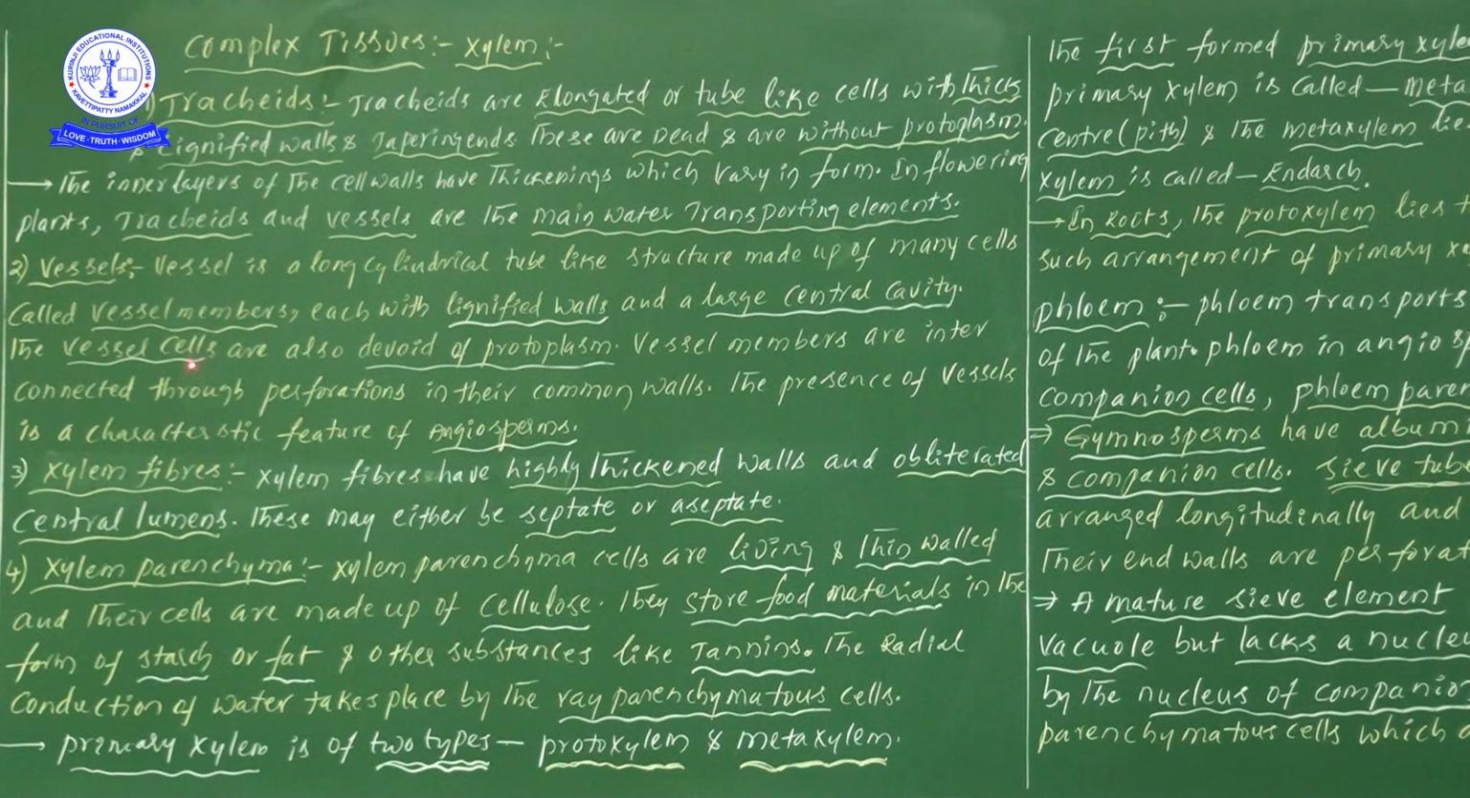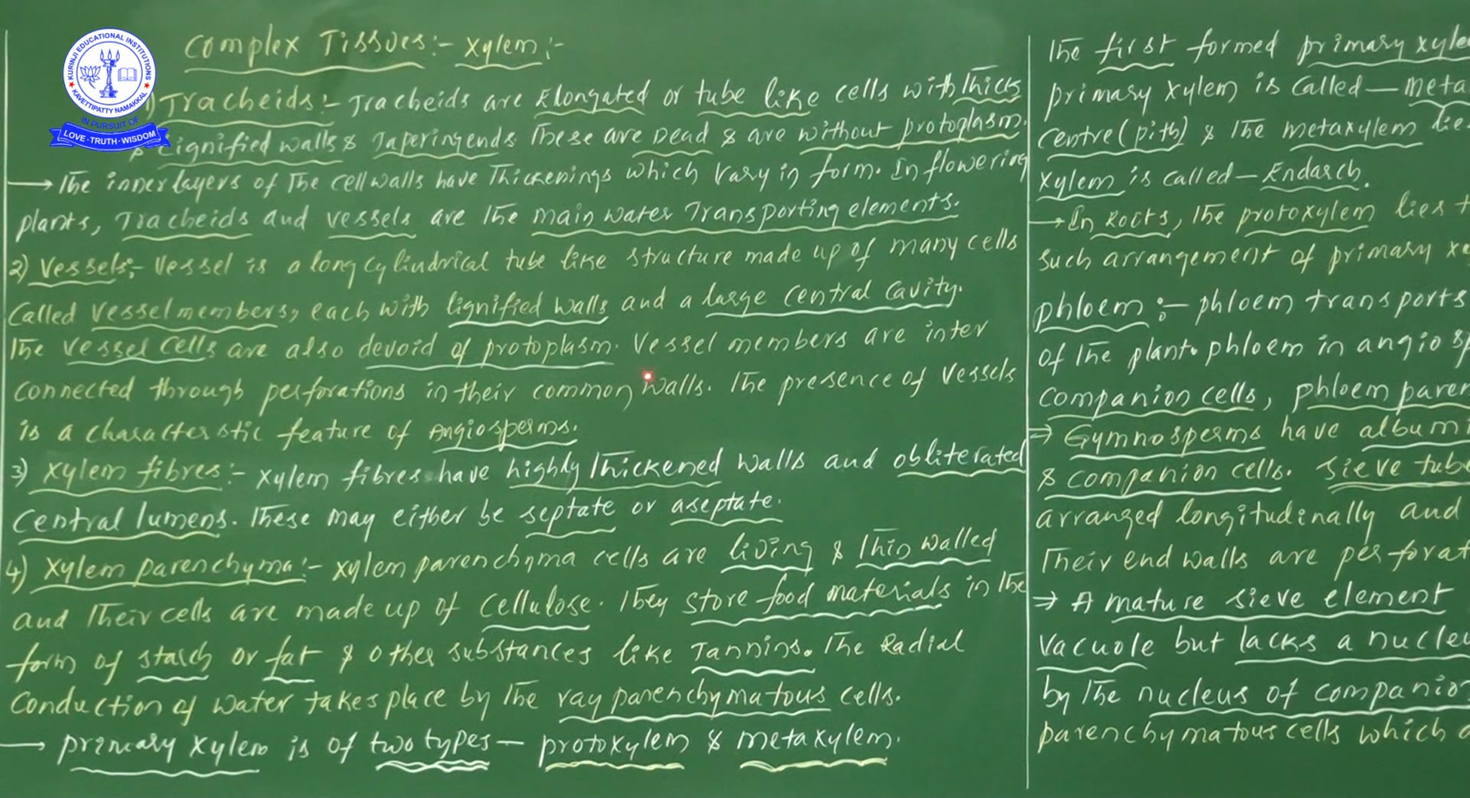Here the vessel cells are devoid of protoplasm, so we are observing a very large central cavity. Why are we finding a large central cavity? Because of the absence of protoplasm. If protoplasm, meaning cytoplasm, is not there, then definitely we can find empty space. That empty space is more in the case of vessels.